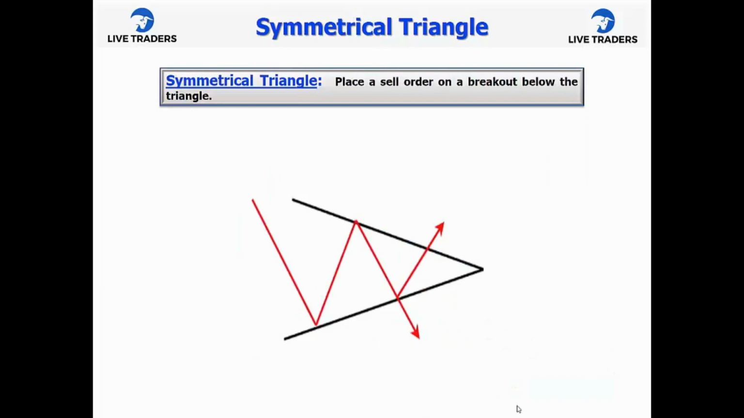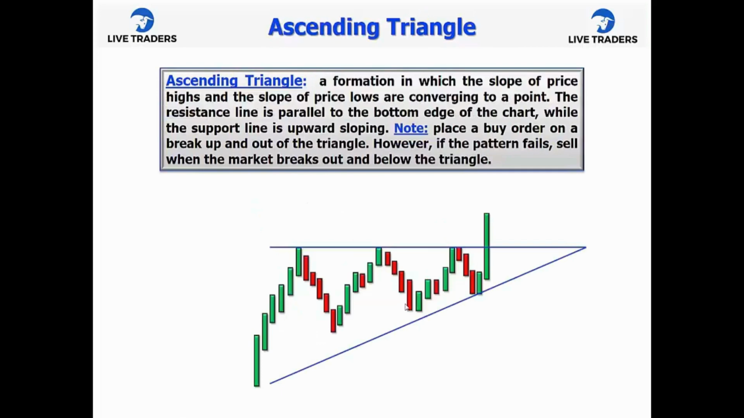Again, here's another look at a symmetrical triangle. You're going to look to place your buy order above the break of the symmetrical triangle, or below the symmetrical triangle if you're looking to short. Now here's an ascending triangle, the opposite of the descending triangle that we just covered. Now this is a formation in which the slope of price highs and the slope of price lows are converging to a point where the resistance line is parallel to the bottom of the chart, okay, while the support line is sloping up. So simple thing, just the opposite of that.